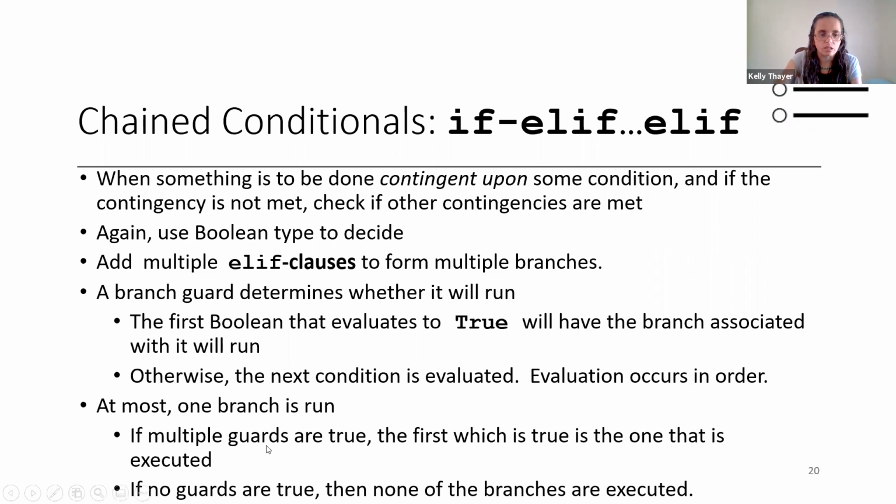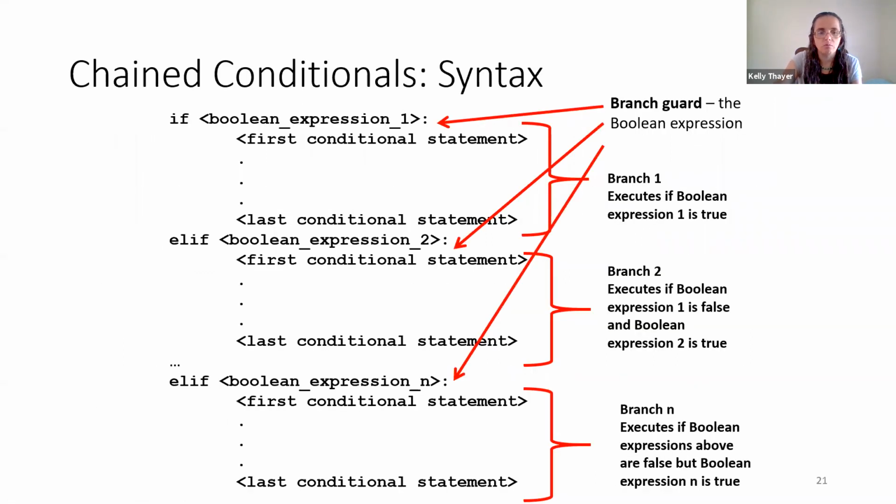So it's important to understand that if multiple guards are true, the first is the one that's executed. If no guards are true, then none of the branches are executed. So this is an example of what this will look like. This is chained, and you see that we have if, elif, elif, and there's no limit on the number of elifs that you could have. Each one of these is going to have a branch guard associated with it, which will be expressed as a Boolean expression.